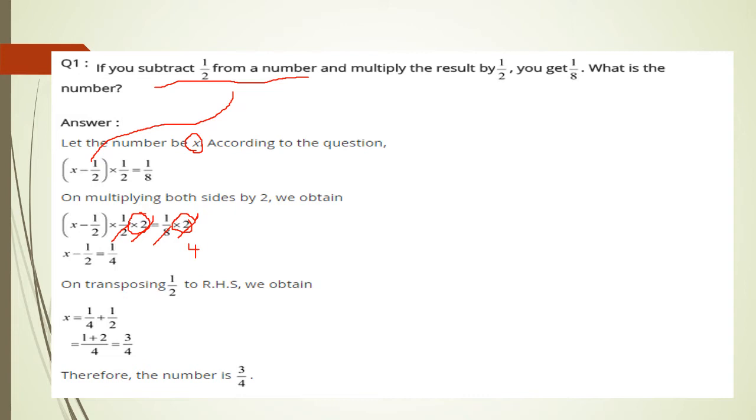Children, transposing this minus 1 by 2 to the RHS, that means the right hand side of the equation, we obtain x equals 1 by 4. If we transpose this minus 1 by 2 to the RHS, then we will get plus 1 by 2. Then we want to add these two fractions, 1 by 4 plus 1 by 2. Here the denominators are different, children. If the denominators are different, we cannot add the numerators directly. For that, first equalize these two denominators.